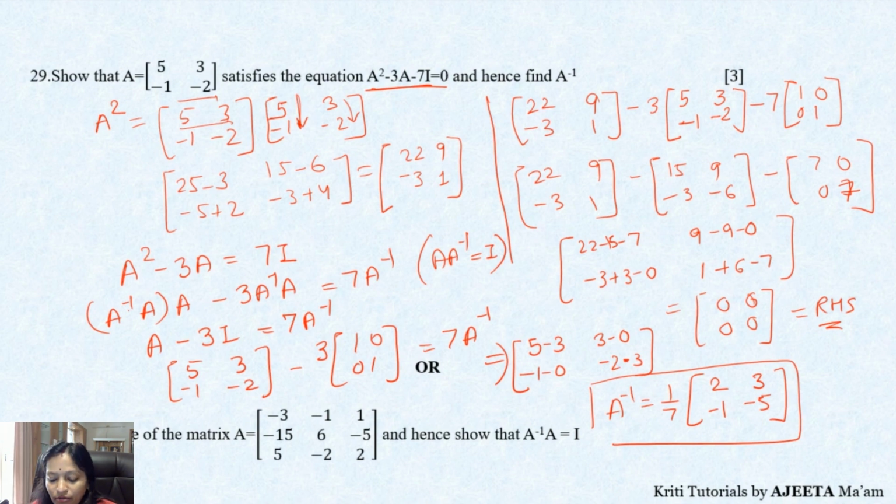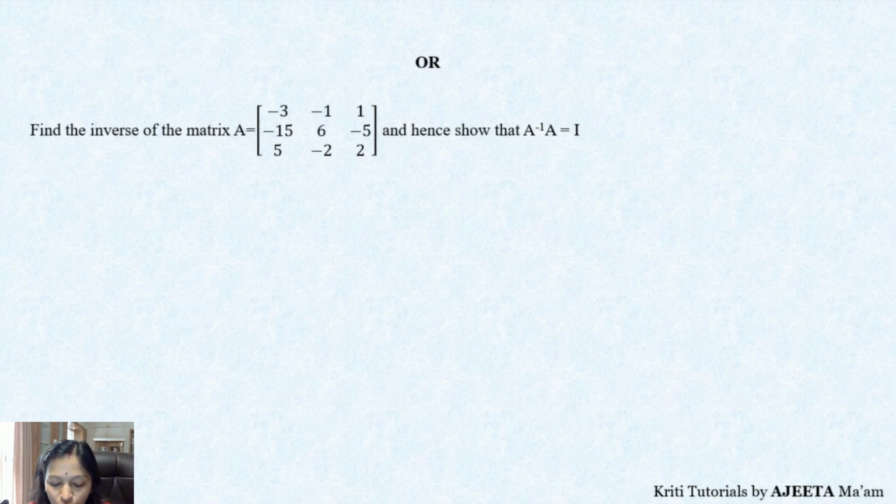Now for the OR part, we will move on to the next. For the OR part, we have to find the inverse, and then we have to show that A inverse A is equal to I. And of course it is always. Correct? So let's find the inverse first. So for the inverse we will have to find cofactors and everything here. Right? There is no other option for us. Now let's find it. So cofactors we will find for each element, and I am denoting it with C.